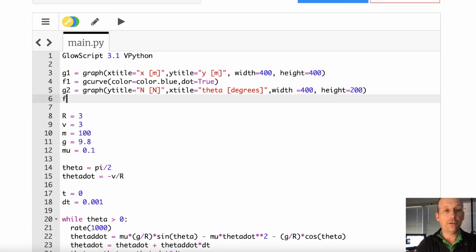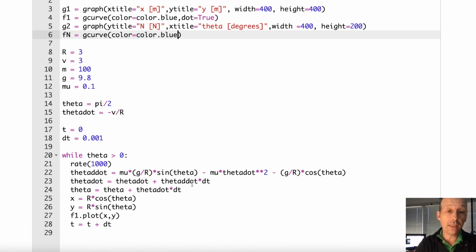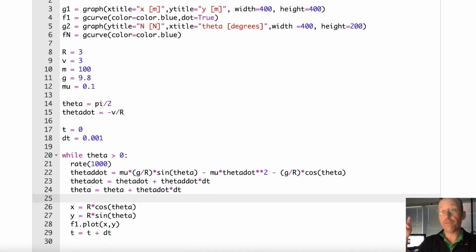Okay, now let's call this Fn is G curve. I'm going to make it blue too because I don't really care. Color equals color.blue. And then down here, what I need to do is to calculate n. So there's my theta. Now I wrote down that n equation. I'm going to calculate n. Let's just do it up here at the top. Top or bottom? Doesn't really matter.